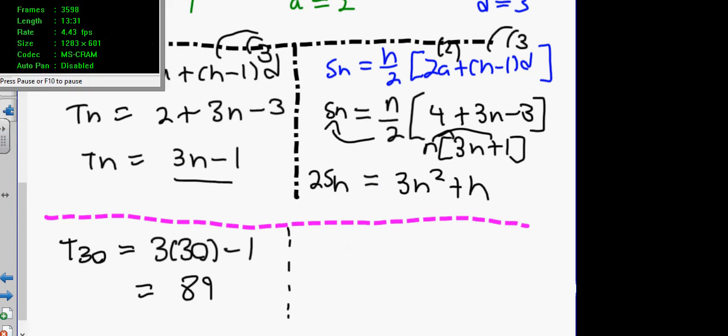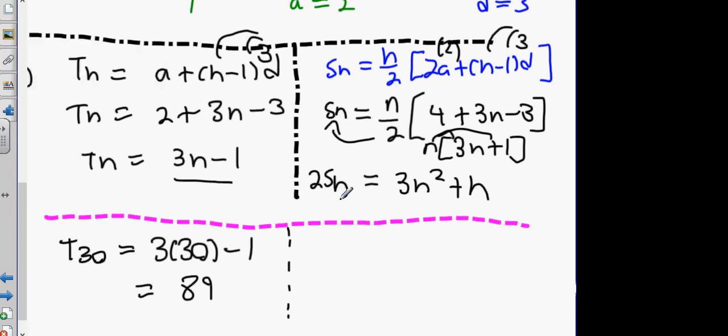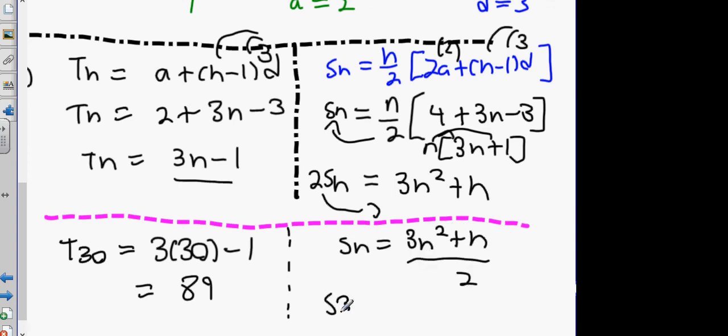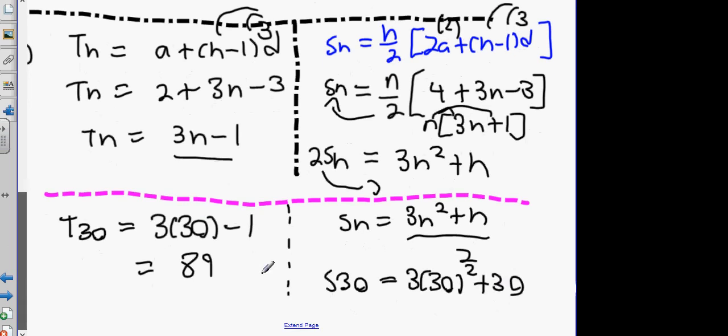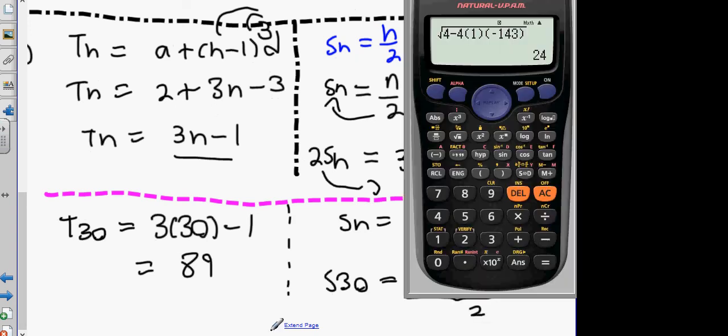To get the S of n, we could simply use the S of n formula. Bring the 2 back down where it was. So S of n equals 3n squared plus n all over 2. Now, all we got to do to get S30 is to replace all n's with 30. So 3 times 30 squared plus 30 divided by 2. You just use the calculator on that one.